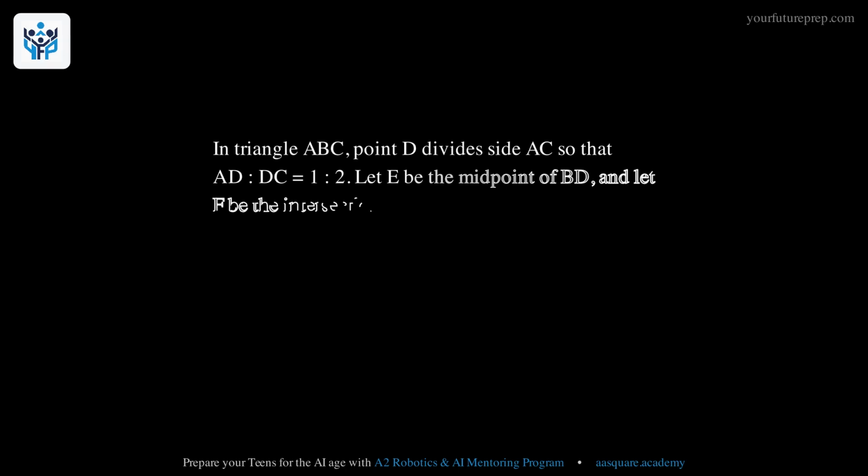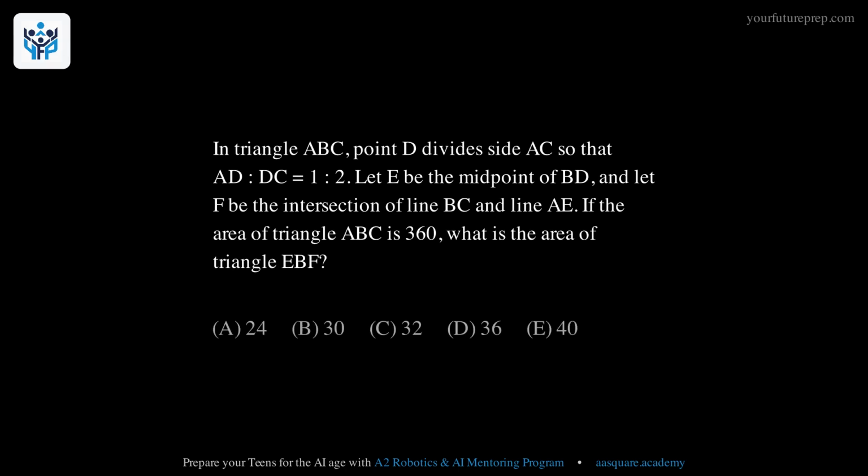Here's problem 24 from the 2019 AMC 8. In triangle ABC, point D divides side AC so that AD to DC is 1 to 2. Let E be the midpoint of BD, and let F be the point where line BC meets line AE. Given that the area of triangle ABC is 360, what is the area of triangle EBF?